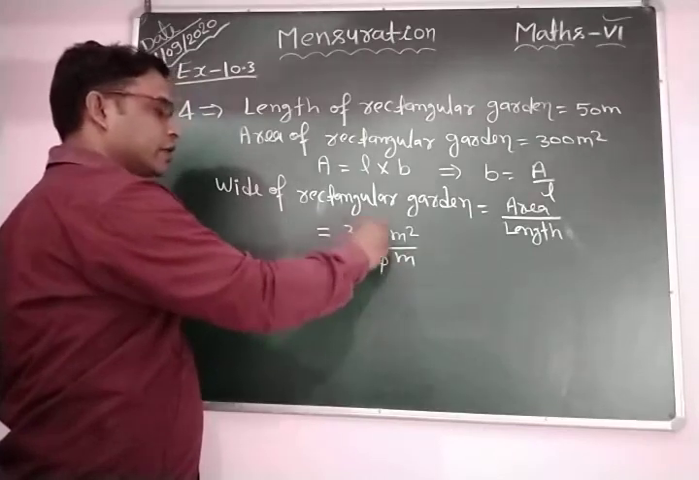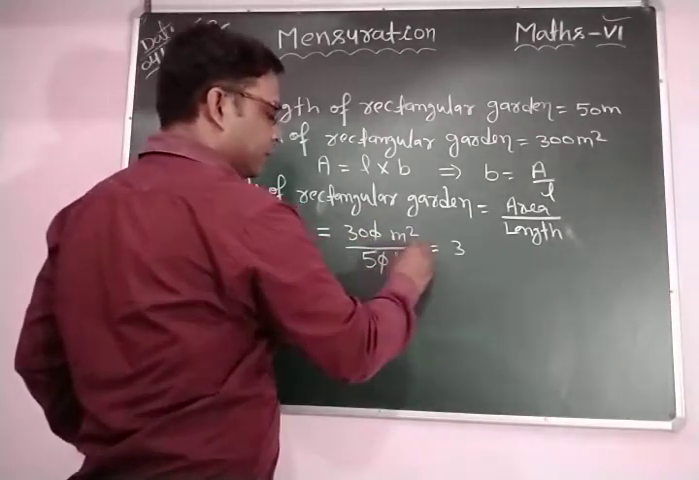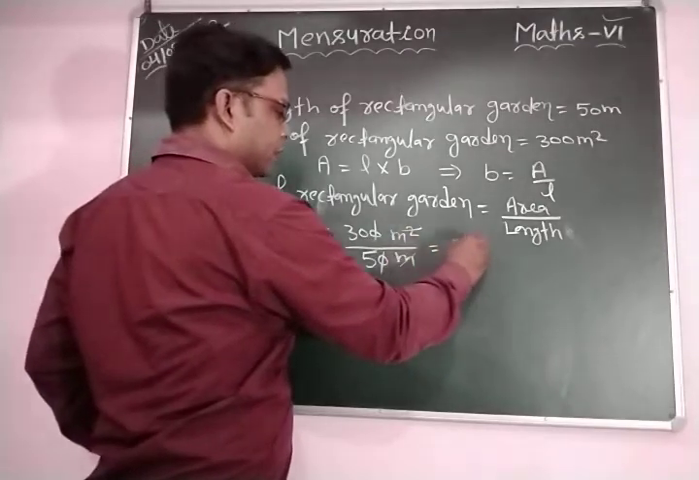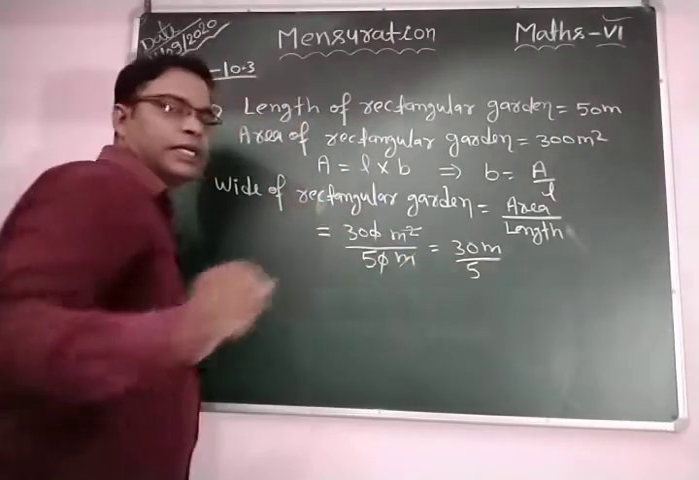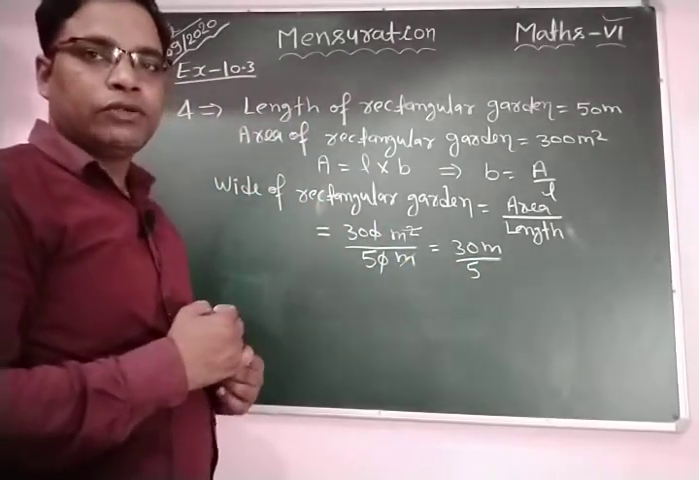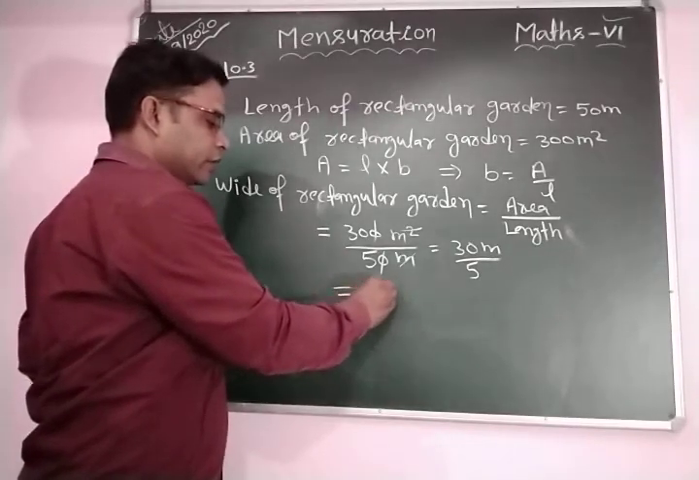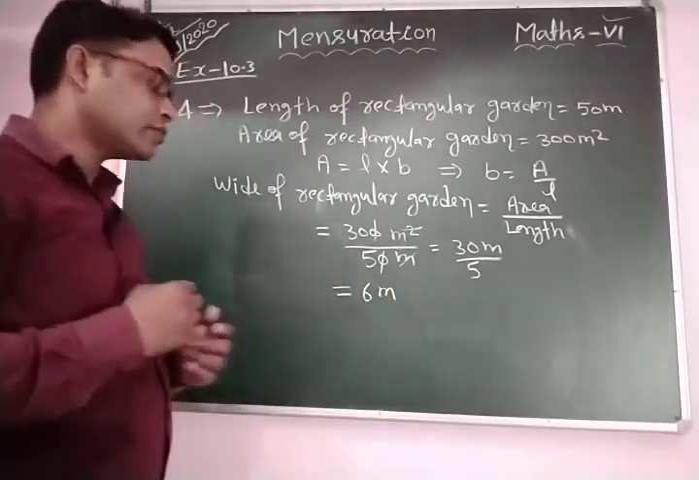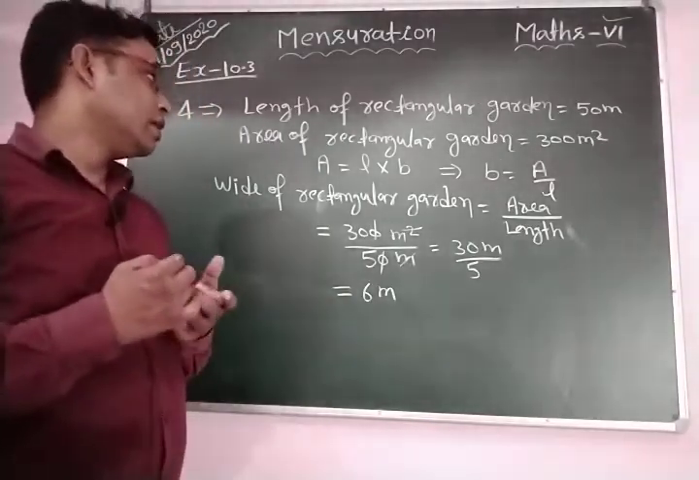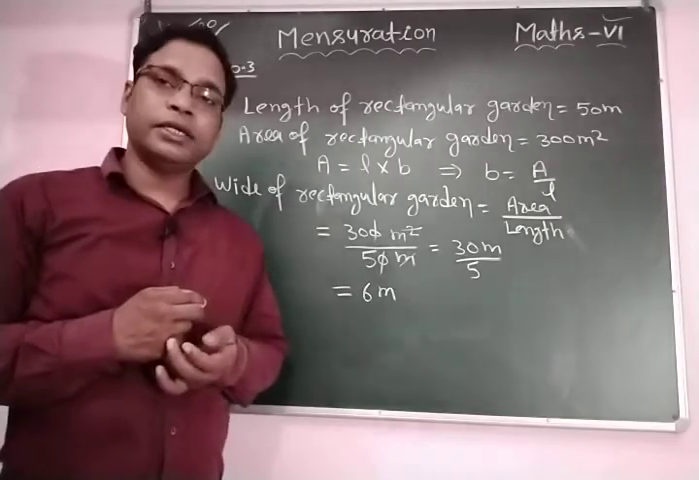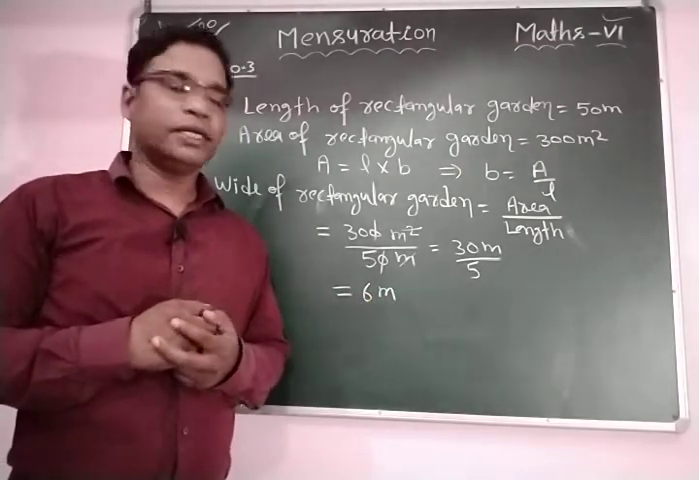Okay, so the 0 and 0 cancel. We have here 30 meter square by 5 meter, the 1 meter cancels, 30 meter by 5. If you divide 30 by 5, then we obtain 6 meter. This is equal to 6 meter. So in this way we obtain the width of the rectangular garden, which is 6 meter. How did we find it?